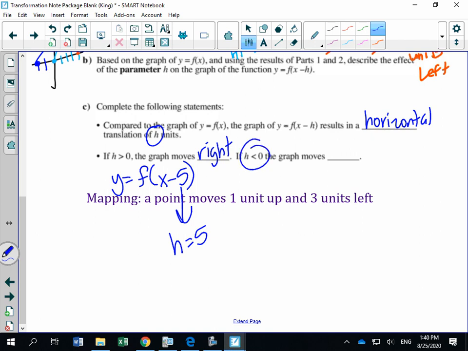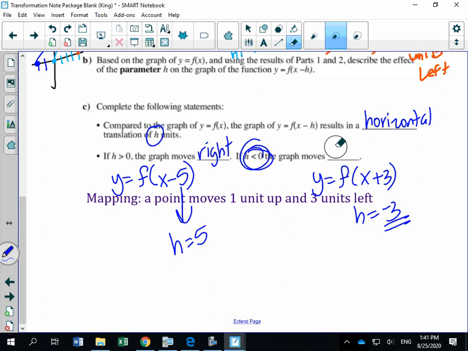If h is less than 0, y is equal to whatever my function is, and let's put in x plus 3. My h value is negative 3. That would be less than 0. That would move down. Or sorry, that would move left. That would be a left move.